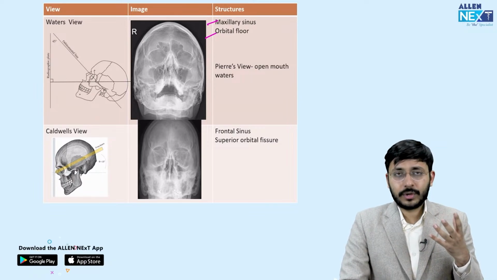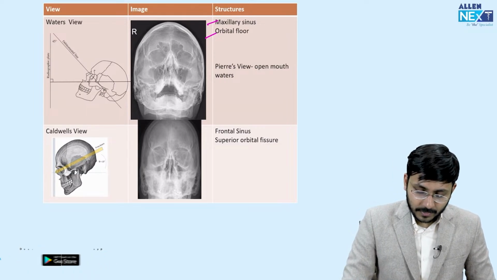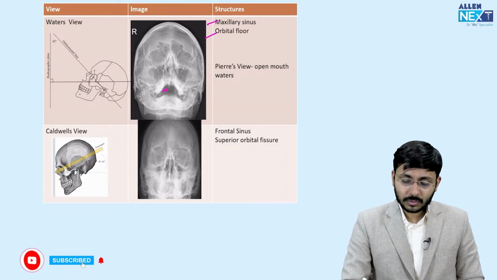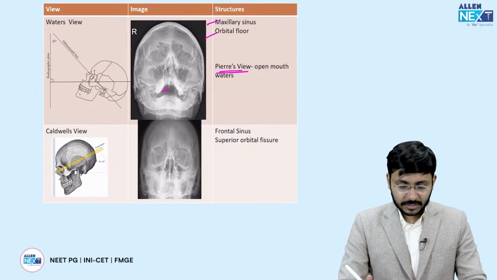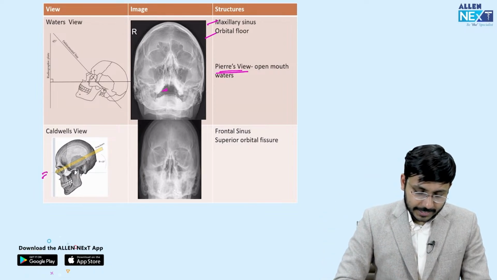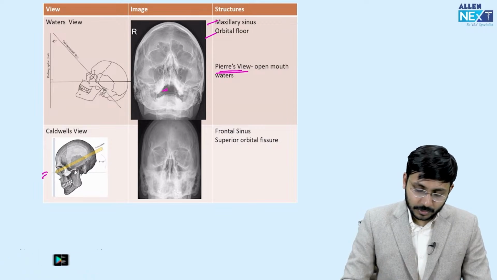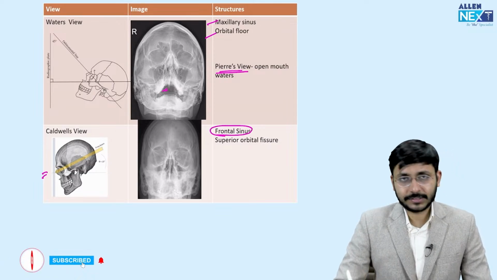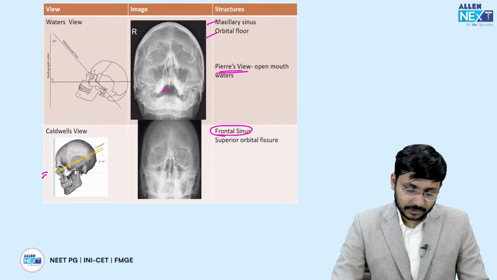Now, if your Waters view has an open mouth, in addition we can also evaluate the sphenoid sinus. This is known as a Pierce view. Similarly, if the patient is looking down and the X-rays are coming from behind onto the X-ray film, that is a Caldwell's view, and that is mainly used for evaluating the frontal sinus. Okay. Now let's move on to the next question.